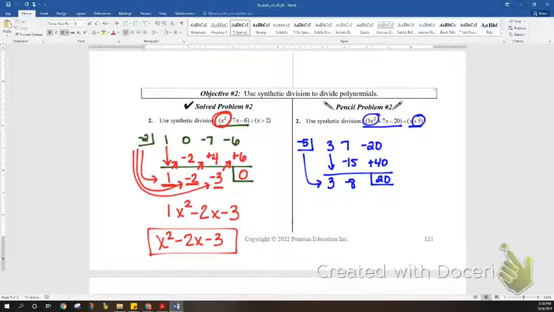So our problem started with x squared. Our answer starts with 1 less. So it's 3x minus 8, and then we're going to put plus our remainder over what we divided by, the whole thing there, so the x plus 5.